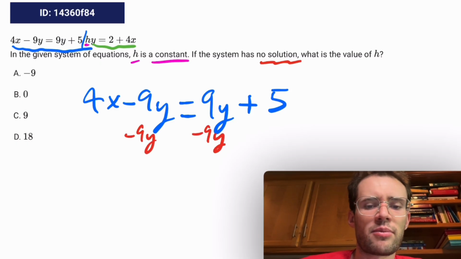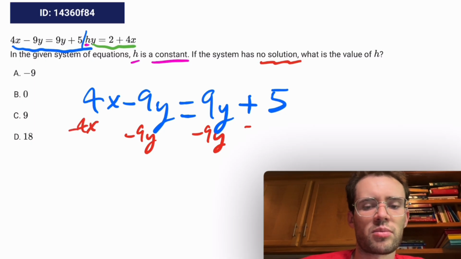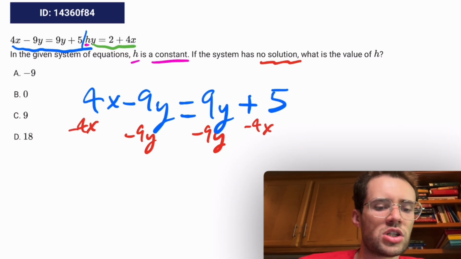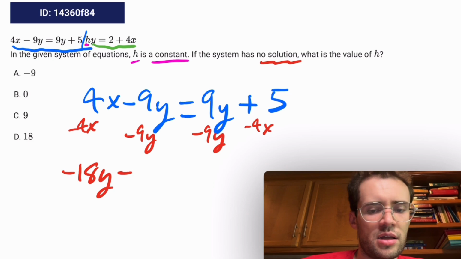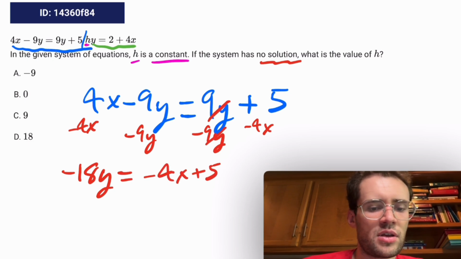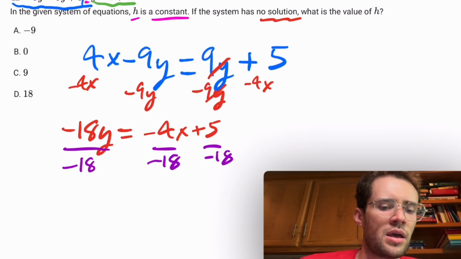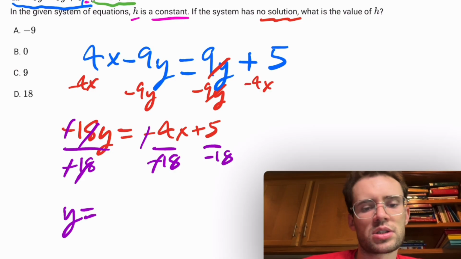So I'm going to subtract 9y from both sides to get our y's all over here. I'm going to subtract 4x from both sides to get our y's alone. So we get negative 18y equals, this cancels, negative 4x plus 5. And now I just need to divide everything by negative 18. Look at that. Negatives cancel, 18s cancel. So we get y equals, and then 4 and 18 are both even, so this becomes 2/9.